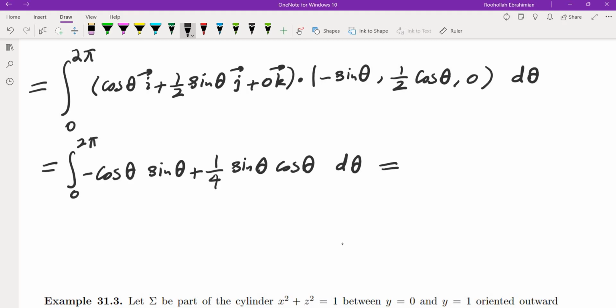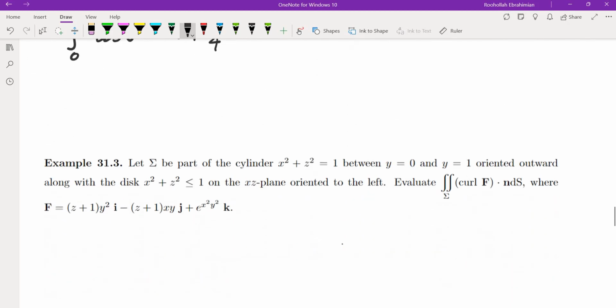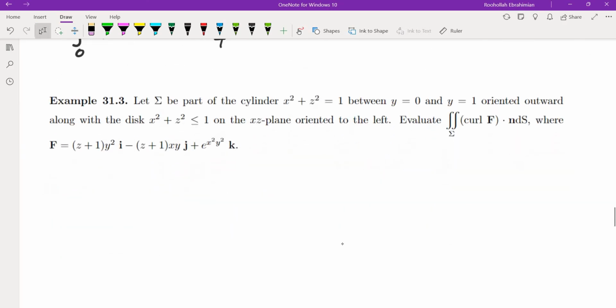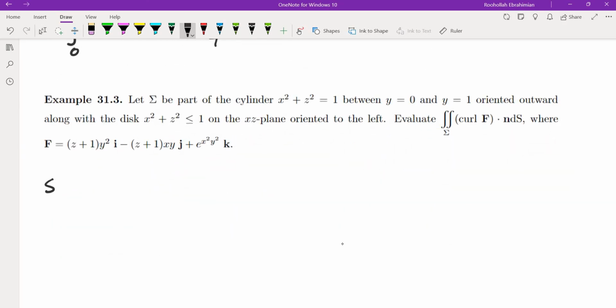And if you do a substitution for cosine or sine, you end up getting 0. You could do this with u equals cosine of theta or u equals sine of theta. Either way, it gives you the same thing. So we could do this one in two different ways. Let's look at one more example.